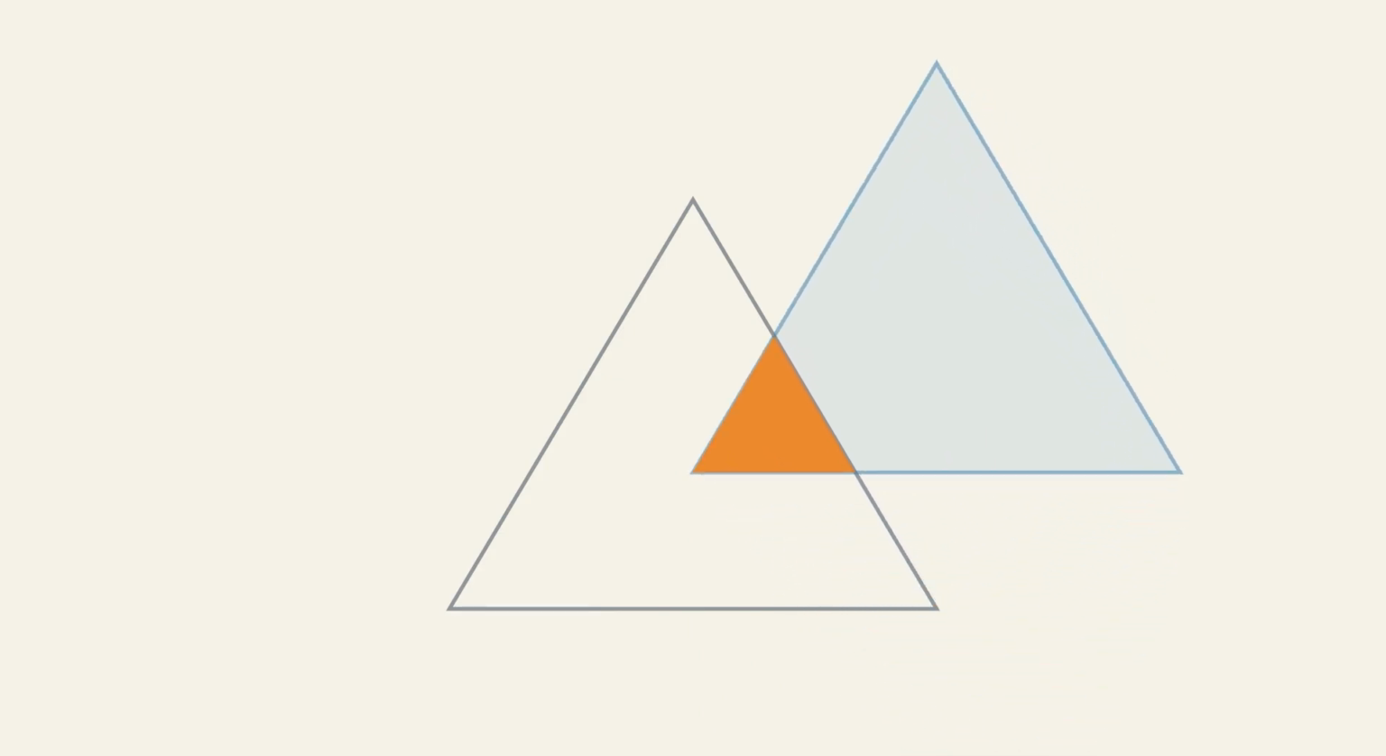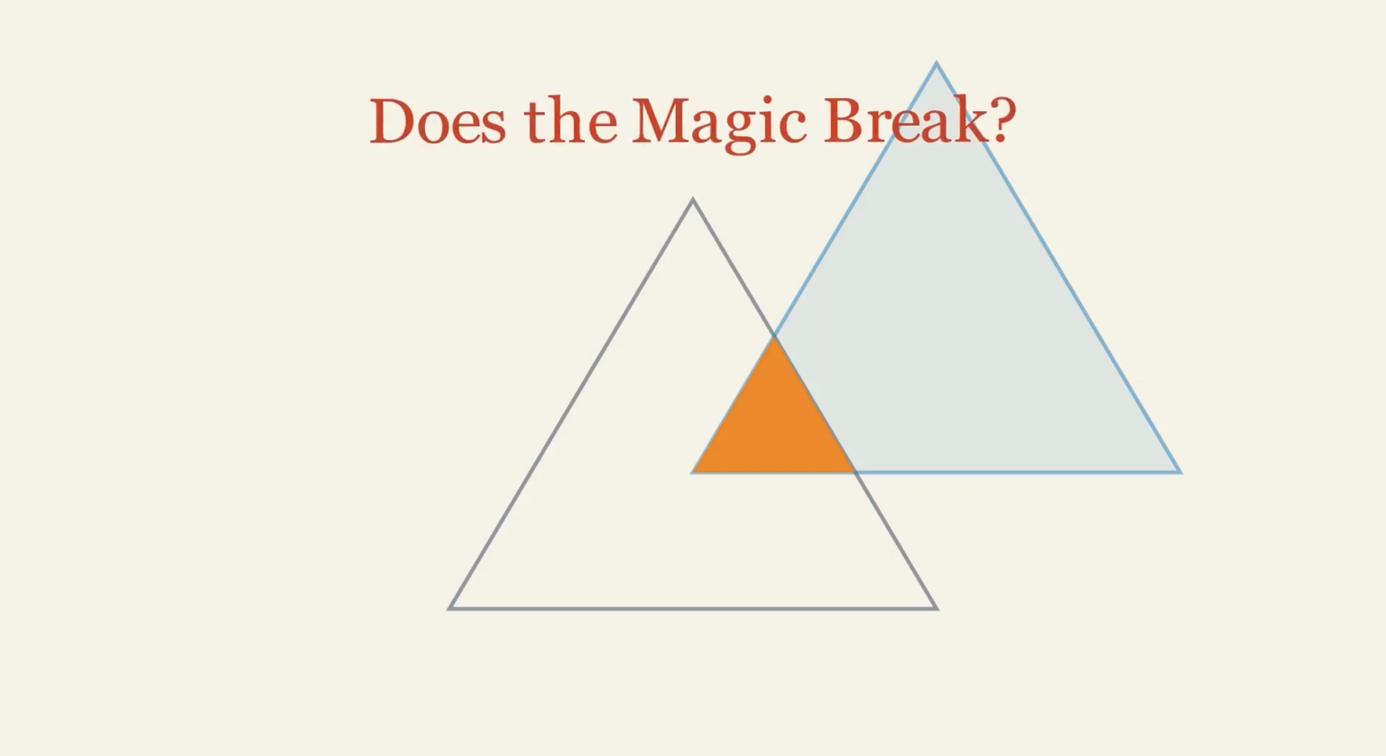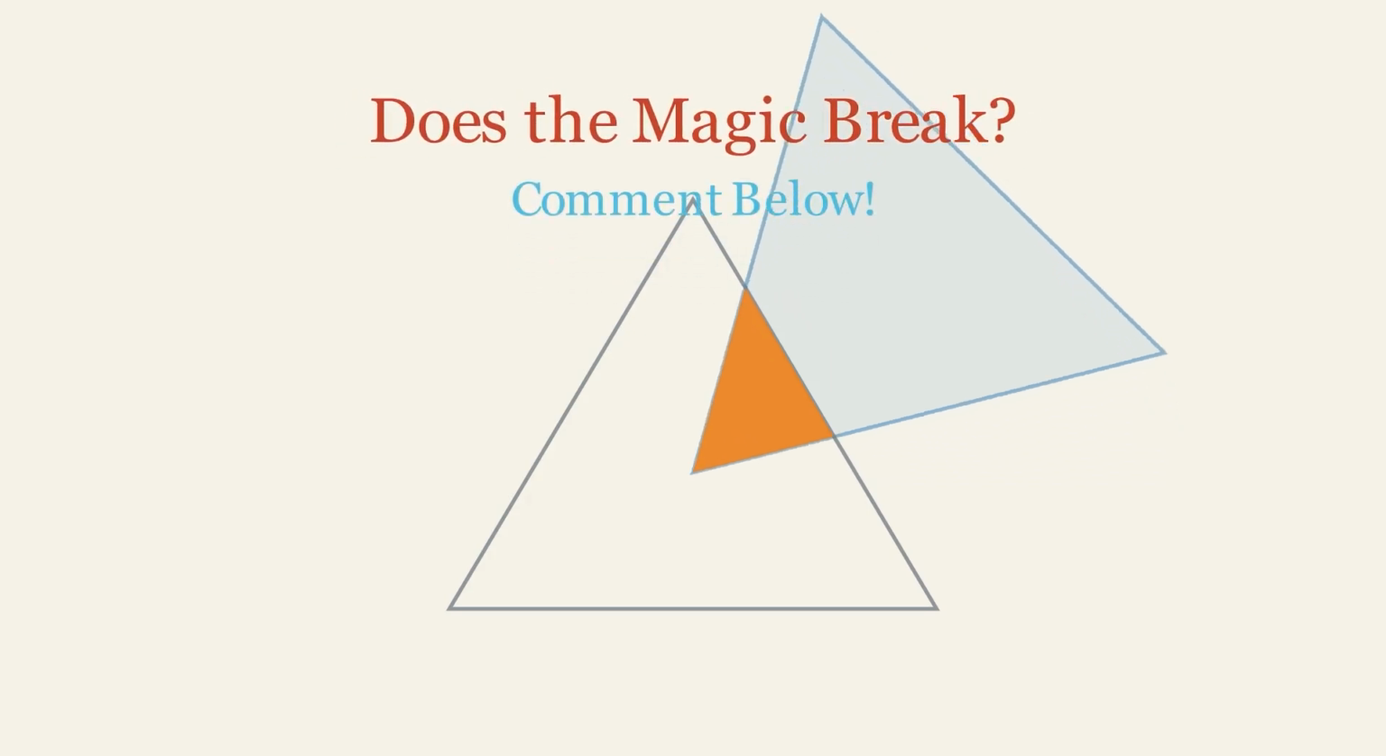Here's a question for you to ponder. We pinned a square to the center of a square. What if we pinned an equilateral triangle to the center of another equilateral triangle? Is the overlap area constant as we rotate it, or does the magic break? Let me know in the comments.